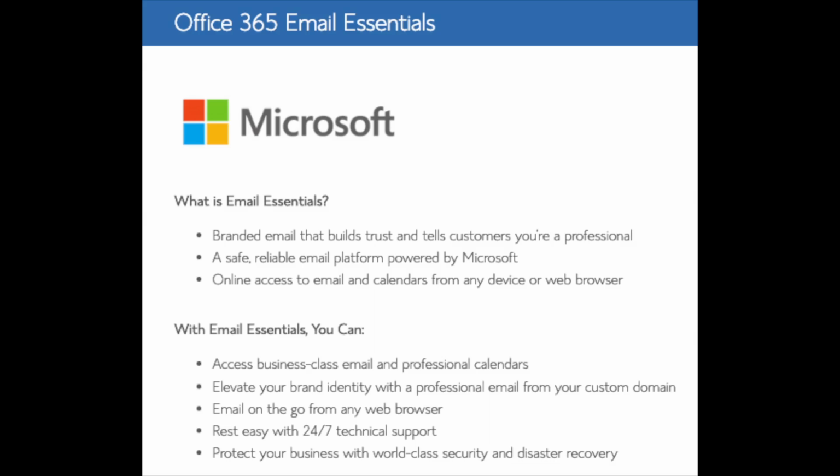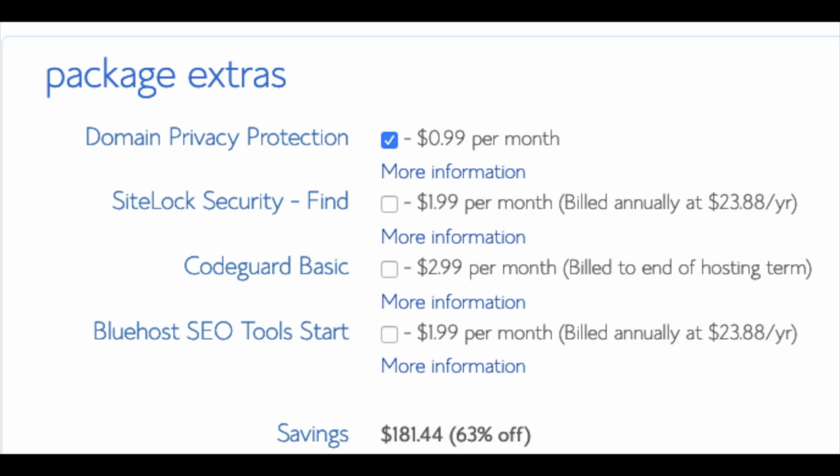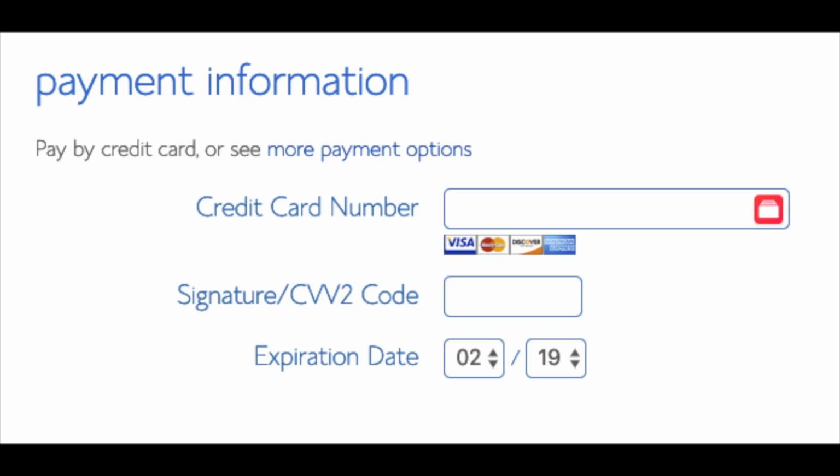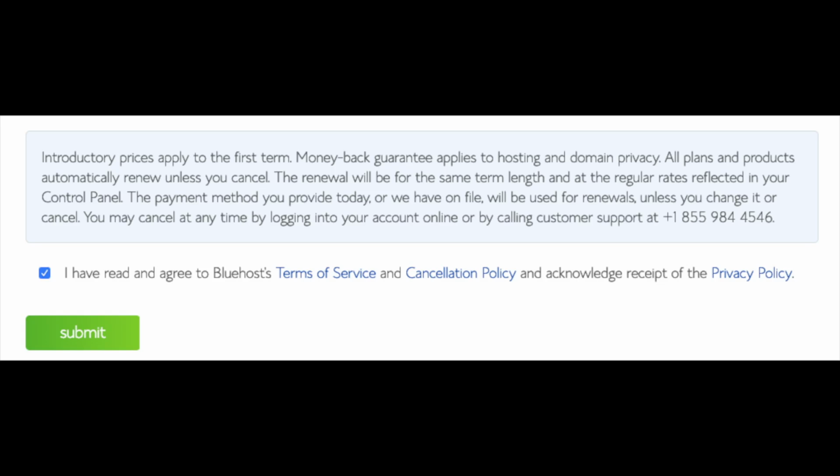As you can see, you're saving a lot for this hosting package. Below that, you will input your payment information. I'm not going to fill this out for protection of personal information. Once your information is filled in, you want to select the I have read and agreed to Bluehost privacy policy in terms of service. Now click the submit button.